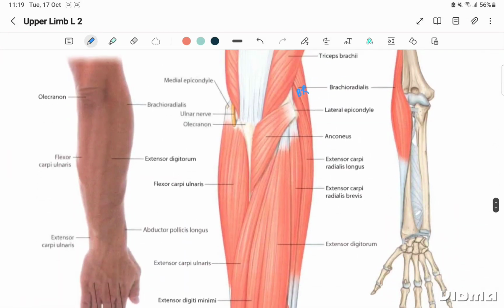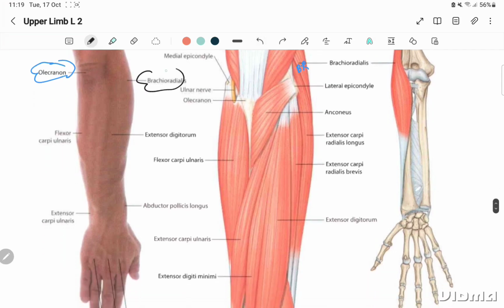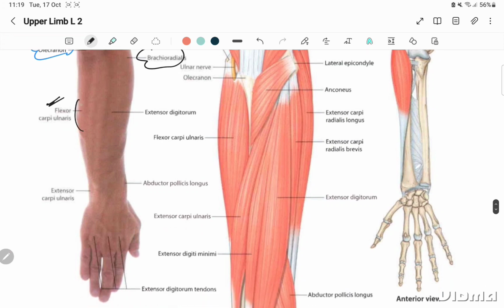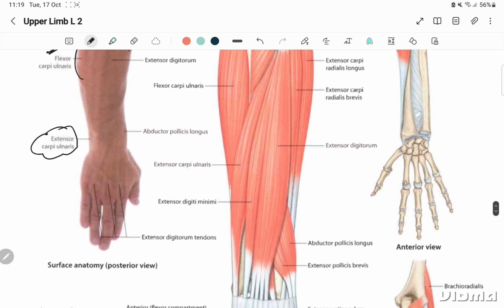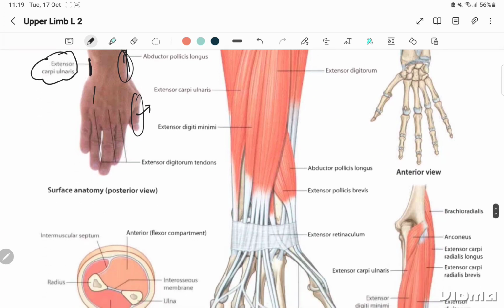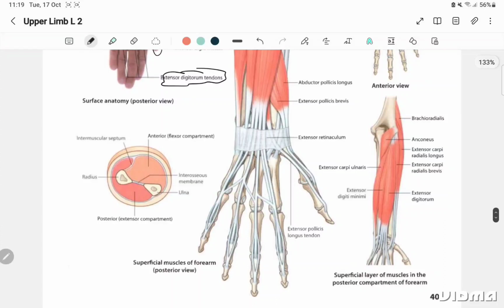So let's talk about the posterior part. This is the surface anatomy. This is the olecranon. This is the brachioradialis here, forming a prominence on the lateral side. We have the flexor carpi ulnaris here. The extensor digitorum is present here. Then extensor carpi ulnaris on the ulnar side. The abductor pollicis longus, which abducts the thumb. And here in the prominence we can see the extensor digitorum tendons. Then we will look at the atlas image here.